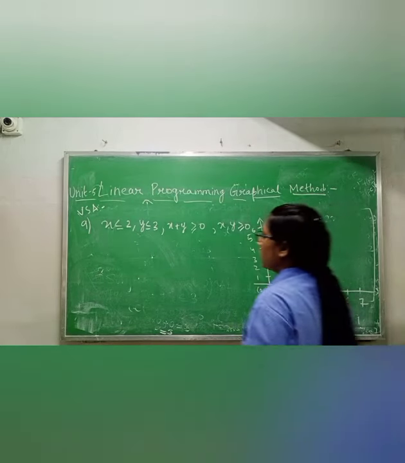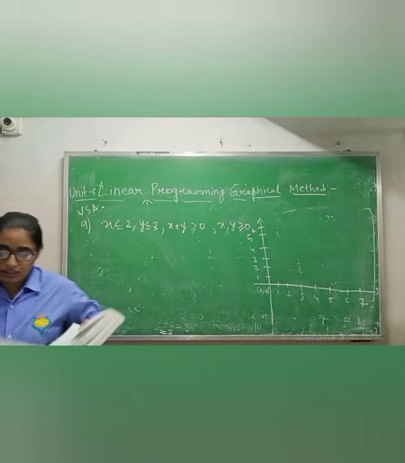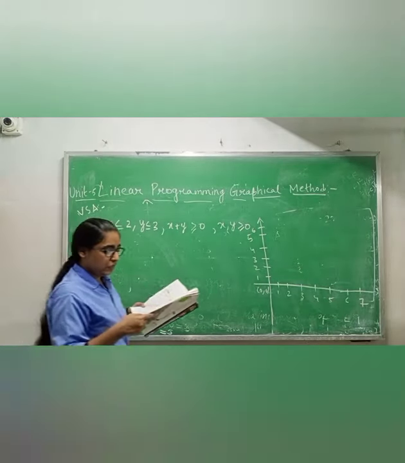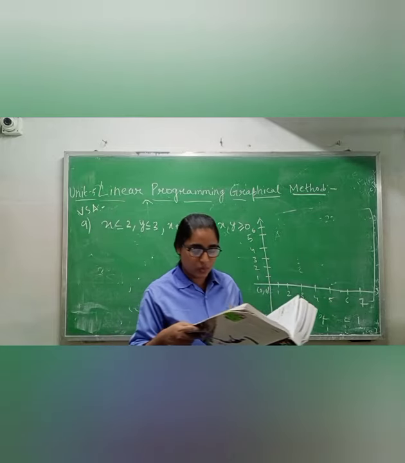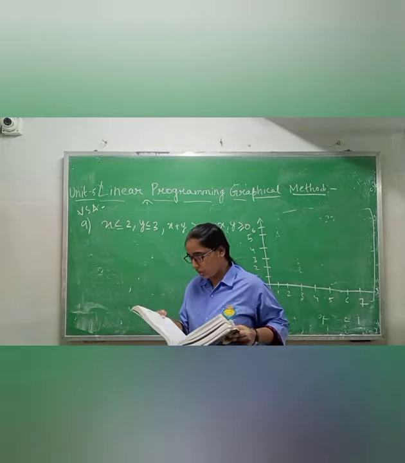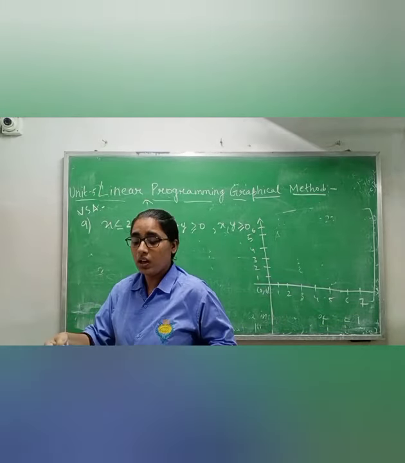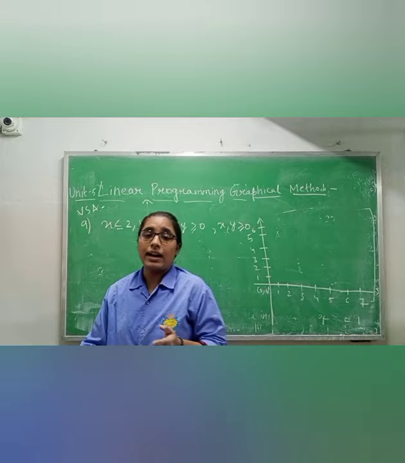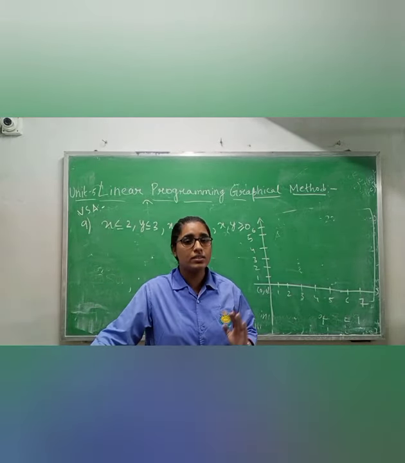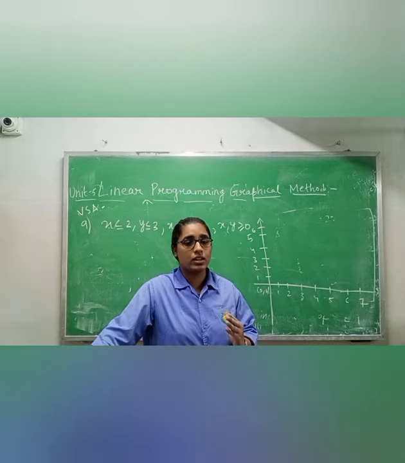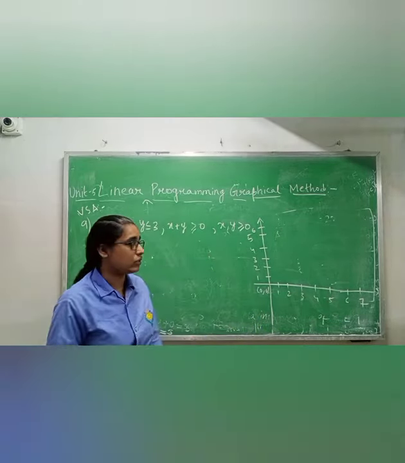Now class 12, see question number 9. It is given: find graphically the feasible region, if any, for the following inequalities. x is less than or equal to 2, y is less than or equal to 3, x plus y is greater than or equal to 1, x, y is greater than or equal to 0. I told you in each and every question it is restricted that x and y will never be less than 0. It will always be equal to or greater than 0.